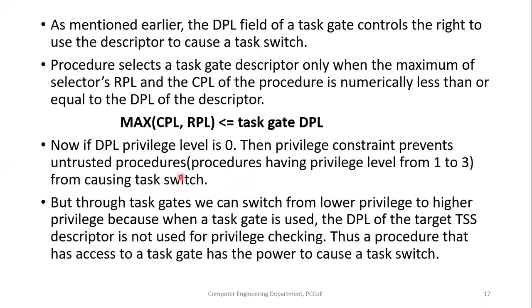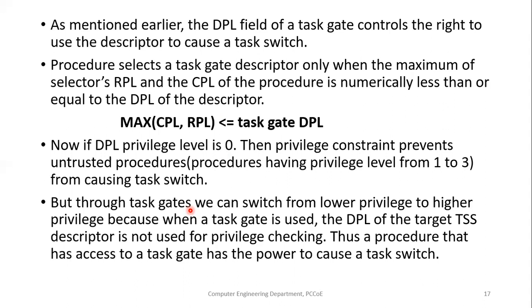And procedures having privilege level from 1 to 3, it is mentioned in the brackets. But through task gates, we can switch from a lower privilege level to a higher privilege level. Because when a task gate is used, the DPL of the target TSS descriptor is not used for the privilege checking. A very important advantage is mentioned here. In this point, they have told that untrusted procedures cannot perform task switching. But if you are using a task gate, we can switch from a lower level to a higher level.